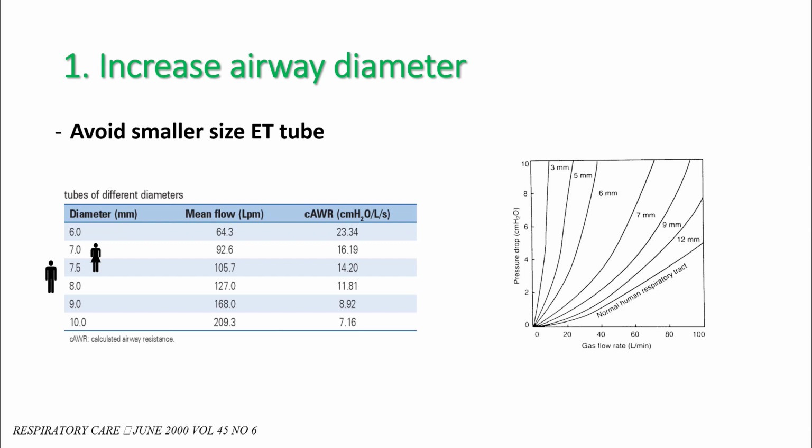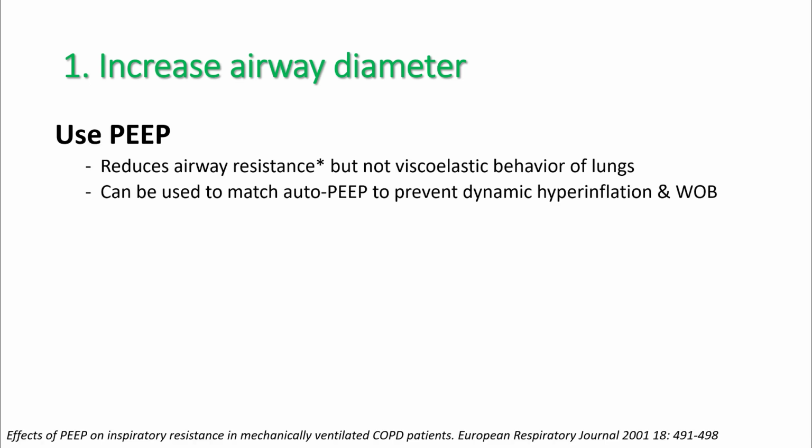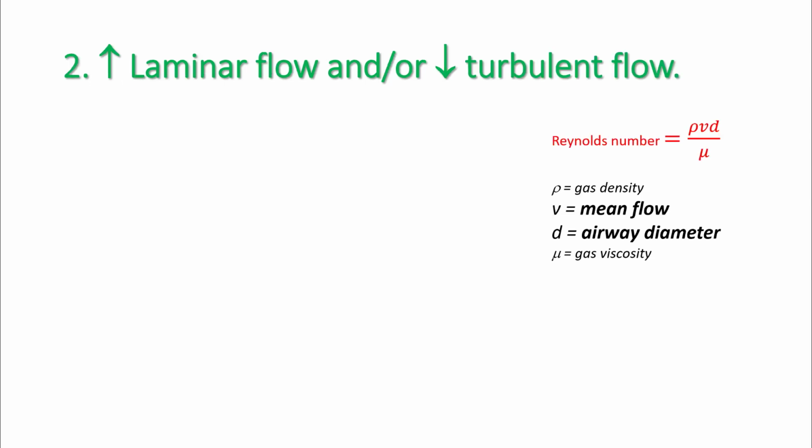One of the interesting things to note is that the normal human respiratory tract has much lower resistance than even a size 12 ET tube. You can use PEEP to reduce airway resistance, and you can use PEEP similarly to match the auto-PEEP to prevent dynamic hyperinflation.